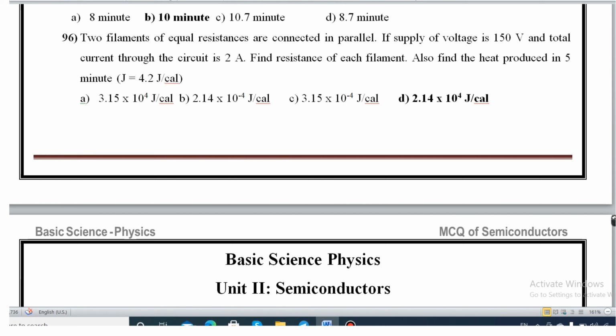This was the second part of important MCQs of physics. Now we will see the third part of important MCQs of physics. Thank you.